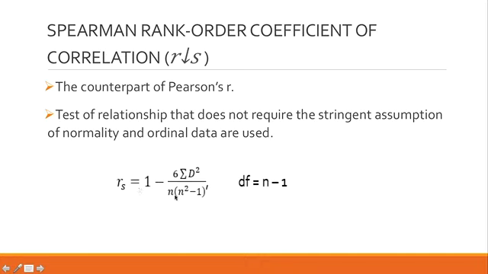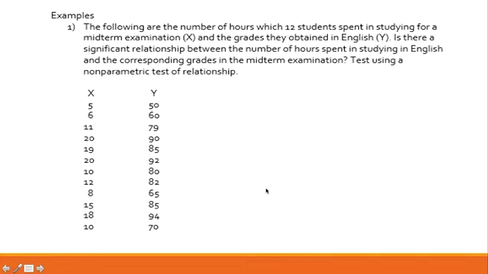It is equal to 1 minus 6 times the sum of D squared. D is simply the difference between the ranks in the independent and the dependent variable. And then n is the number of pairs, and then n squared minus 1. The degrees of freedom is equal to n minus 1. Again, n stands for the number of pairs. So let us have this example.